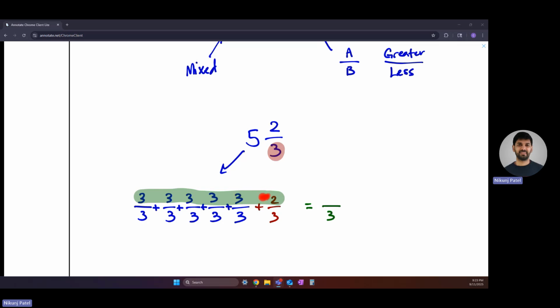We just have to add across the top here. Whenever you add fractions, you want to make sure you have a common denominator, which we do, and we just add. So we've got 3 plus 3 plus 3 plus 3 plus 3 plus 2. So that's a total of 15 plus 2 more, which is 17. So our improper fraction, which is a bigger number over a smaller number, is 17 over 3.